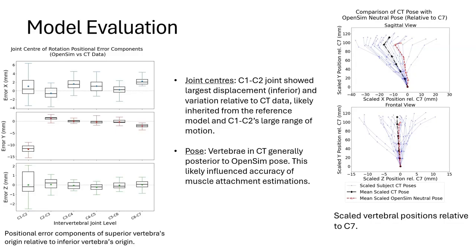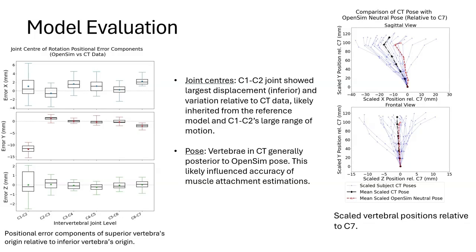And then to assess the accuracy of muscle attachment locations, I plotted the mean positions of each vertebral centroid relative to C7, which is shown on the right here.